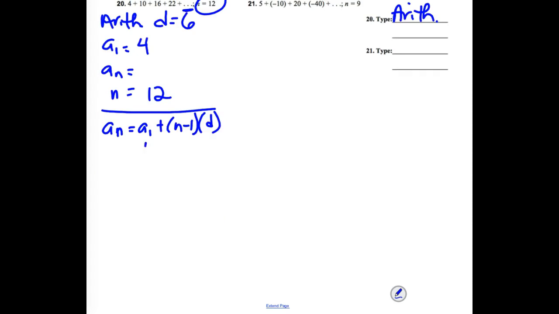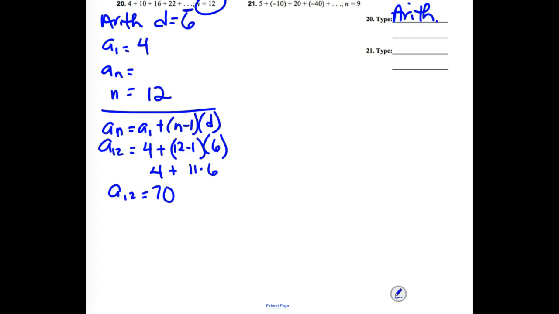But we can take a step back and figure out what that 12th number is. First term we said was 4. Common difference you said was 6. And we're looking for the 12th number. So a sub 12 would be 4 plus 11 times 6. 11 times 6 is 66 plus 4. So my last number, my 12th number in that list would be 70.